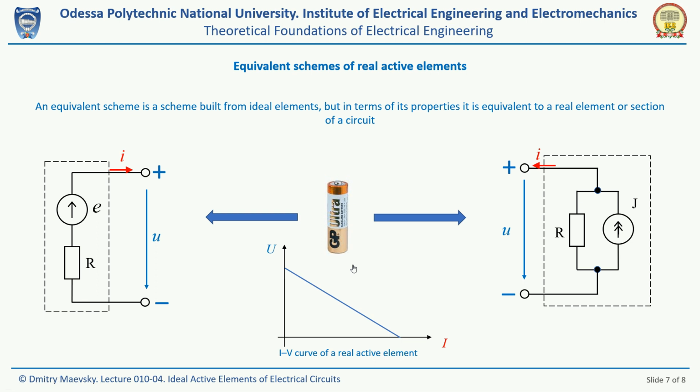Both equivalent schemes simulate one real element. Therefore, we can assume that they are closely related to each other. For example, by knowing the parameters of the circuit elements with a voltage source, we will be able to determine the parameters of the circuit with a current source. We will return to this when we study the equivalent transformations of electric circuits.